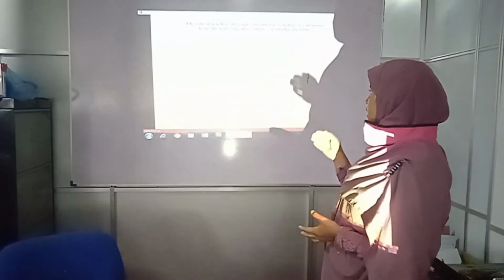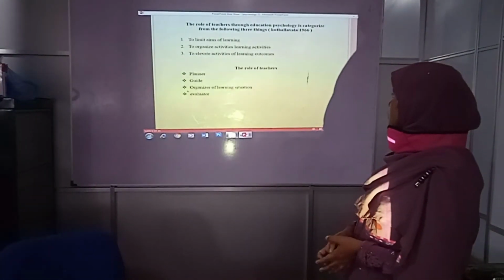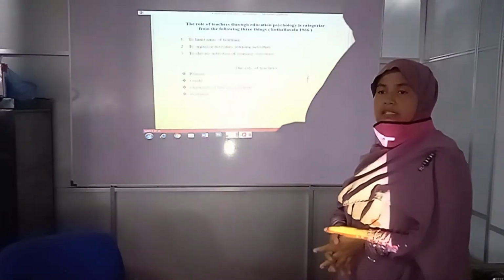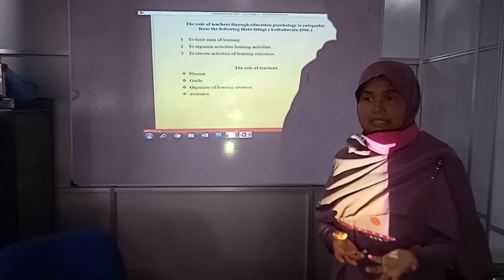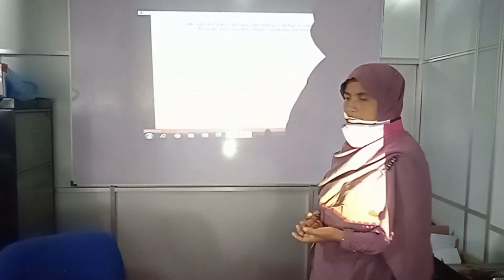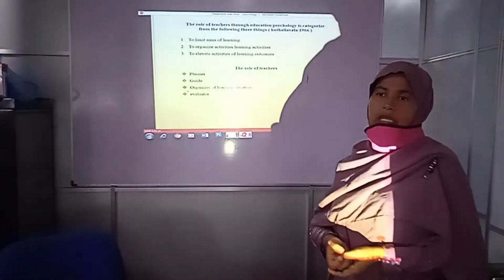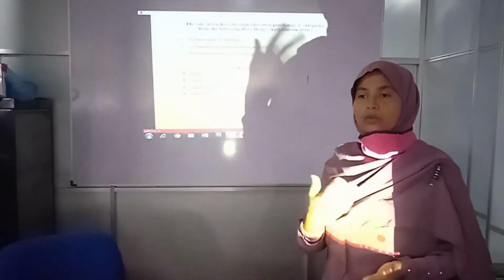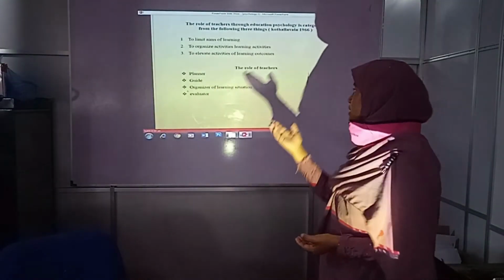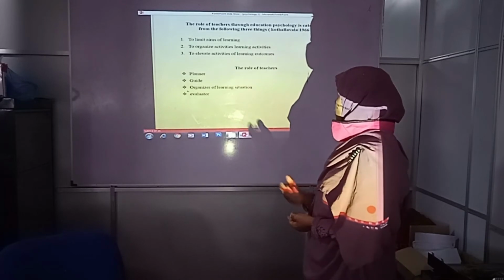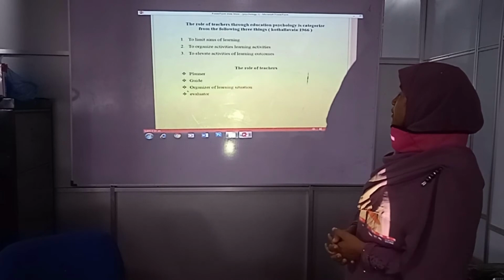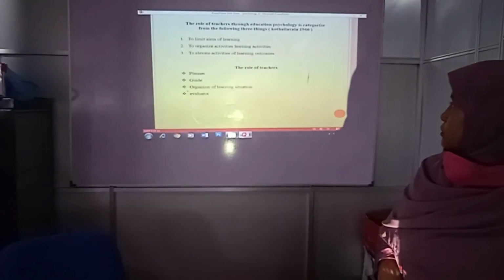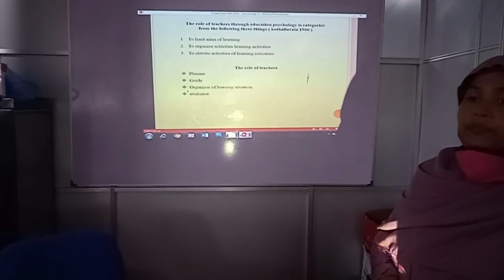What's the way of characterizing the role of the teacher? Kotalawala, 1966, said that there are three words that define the role of the teacher in a psychological way. If a teacher teaches in a classroom or anywhere, they have a lot of roles. These roles are derived from three things: to limit aims of learning, to organize learning activities, and to evaluate activities of learning outcomes. These are Kotalawala's statements. The role of teachers derives from these keywords.